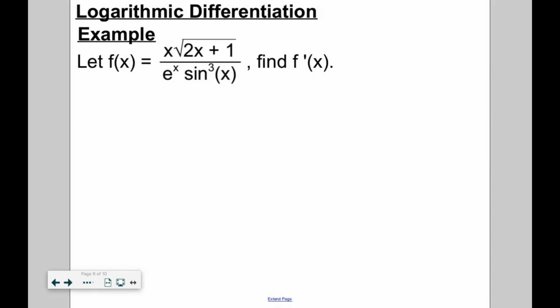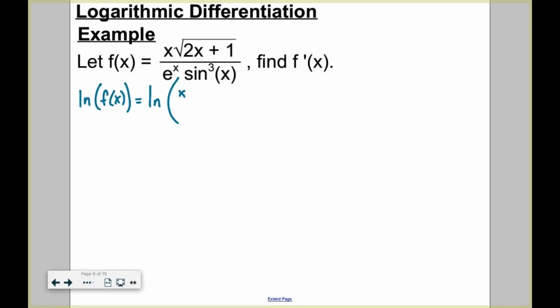So, similar thing here, f of x is equal to x times the square root of 2x plus 1 all over e to the x times sine cubed of x, and we want to find the derivative. So, same process here. We want to pull this apart using natural logarithms, but that's going to require us to have natural logarithms. So we're going to take the natural log of both sides of our function. So the natural log of f of x is equal to the natural log of this whole guy, x times the square root of 2x plus 1 all over e to the x sine cubed of x.